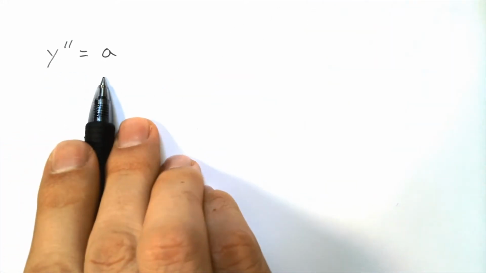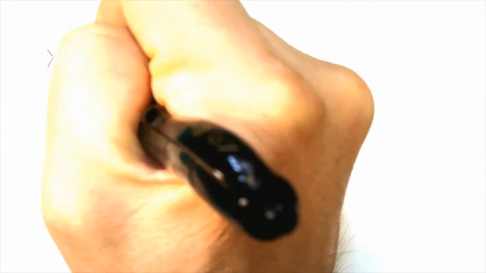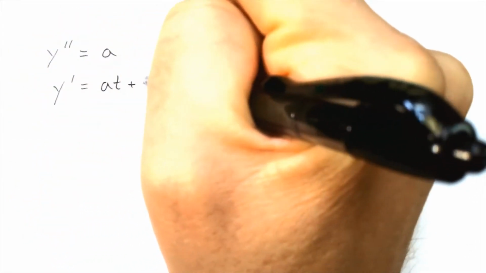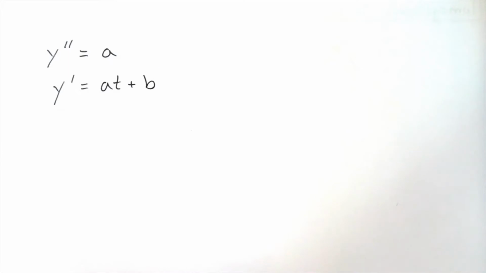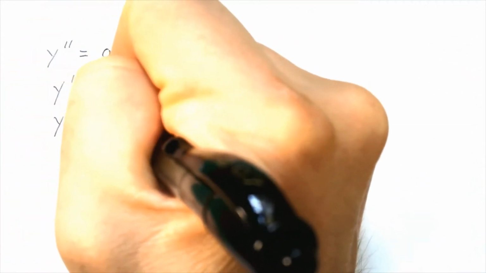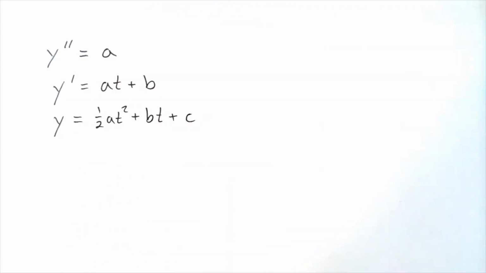You just anti-differentiate both sides, right? So if I anti-differentiate both sides, I'm going to get y prime equals at plus some constant b. And if I anti-differentiate again, I get y equals 1/2 at squared plus bt plus c.